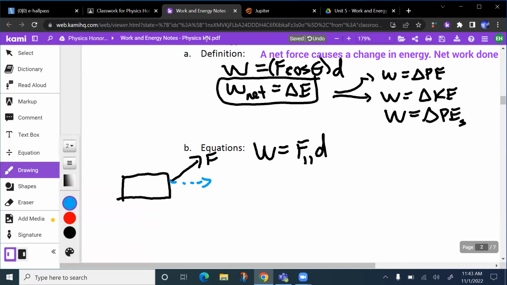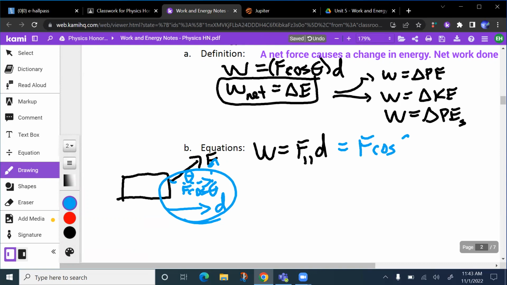You have the components: F cosine theta is going in the same direction as the distance the object was moved. That is the parallel component of force. That is why this is written as F cosine theta times distance, or more frequently stated as force times distance times cosine theta. Okay, so that's the typical equation for work.